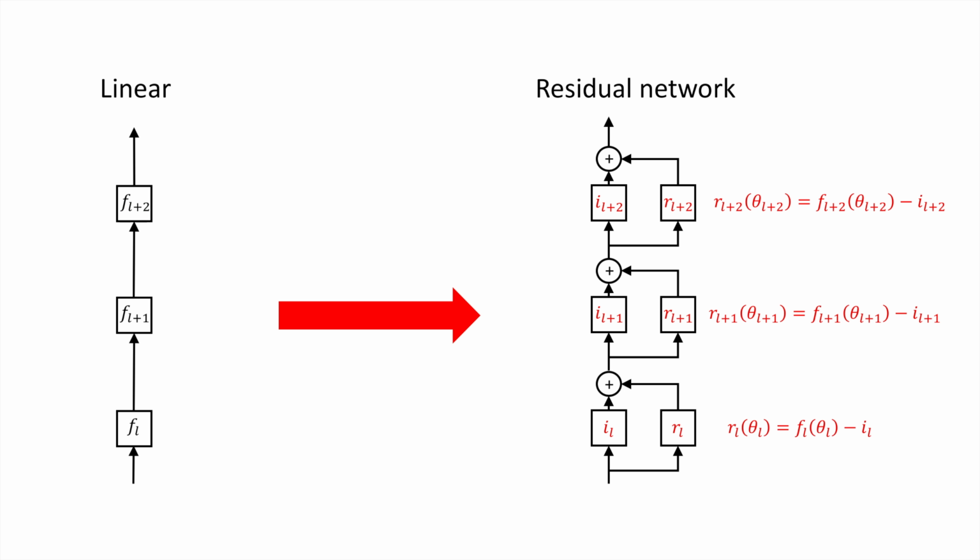We begin with the realization that an arbitrary network can be written as a residual network by introducing skip connections. Consider layer functions such as FL, FL plus 1, and FL plus 2. We can simply choose arbitrary, fixed initial functions IL, IL plus 1, and IL plus 2 to represent the skip block and define the residual functions RL, RL plus 1, and RL plus 2 as the difference between the layer functions and the initial functions to represent the residual block.